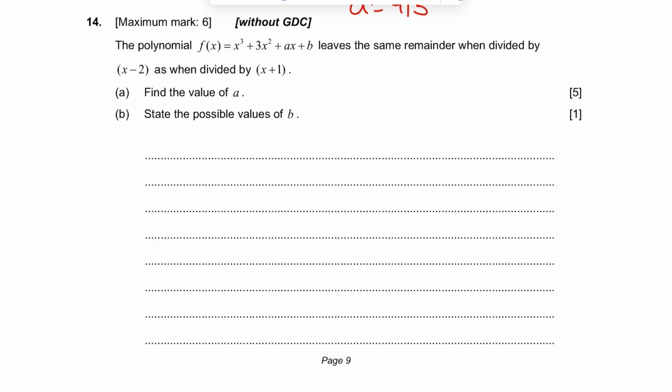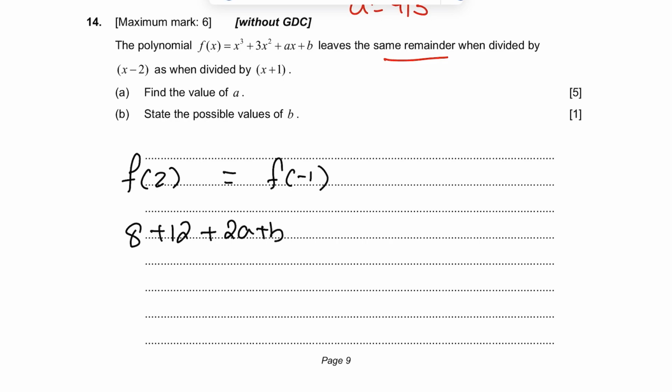Question number 14. The polynomial f of x equals x cubed plus 3x squared plus ax plus b leaves the same remainder when divided by x minus 2 and when divided by x plus 1. Find the value of a. So when divided by x minus 2 and x plus 1 with the same remainder, f of 2 should be equal to f of negative 1. So it becomes 8 plus 12 plus 2a plus b should be equal to negative 1 plus 3 minus a plus b. They should be the same.